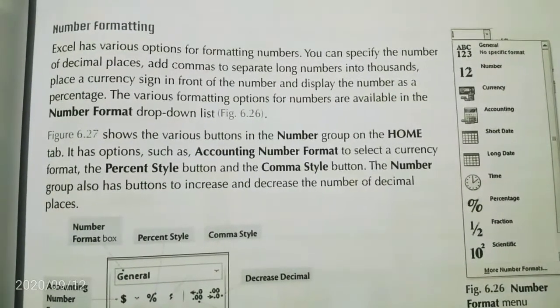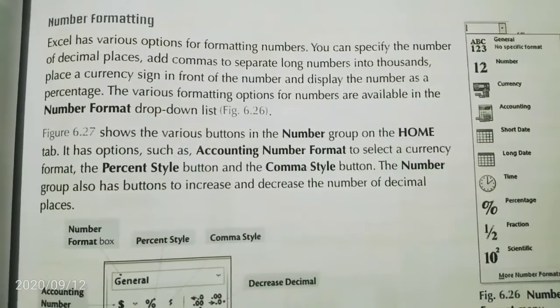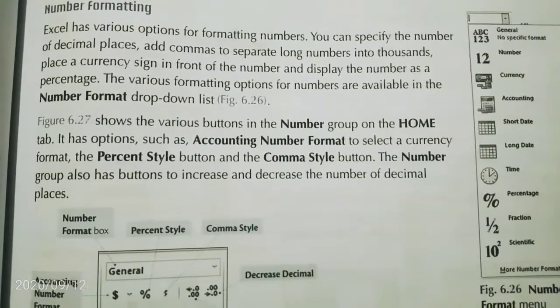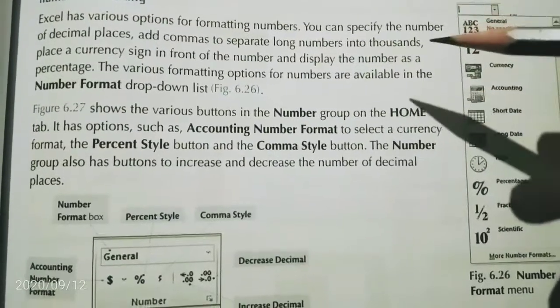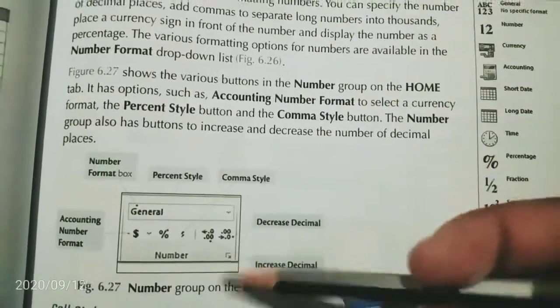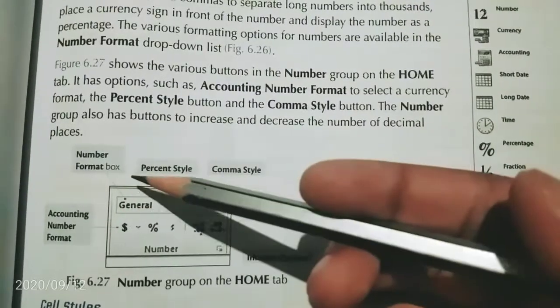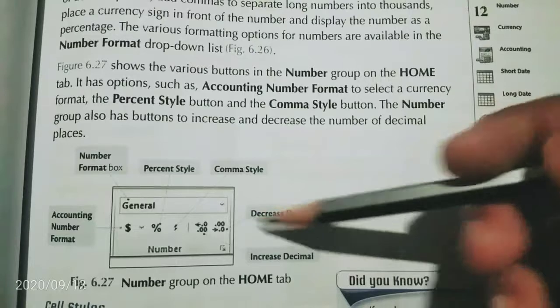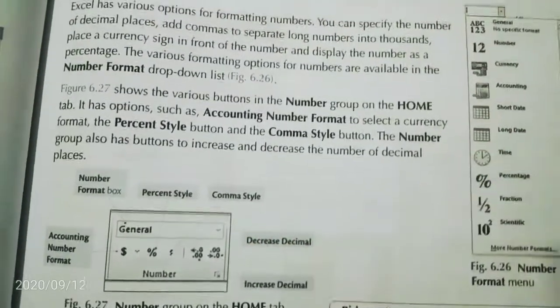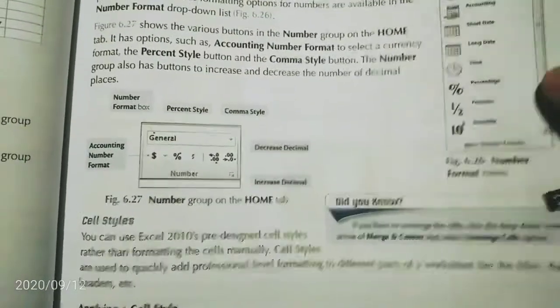Now in the next page it is number formatting. Just now you have studied font formatting. Number formatting means how you can write the numbers: percentage style, comma style, okay, you can give the rupee symbol, everything is given. So when you go to the number group on the Home tab, you can see all these things: accounting number format, percent, comma, decrease decimal, increase decimal, all these things are there. Okay, so this is the number format menu. I'll show you how to do all these things.